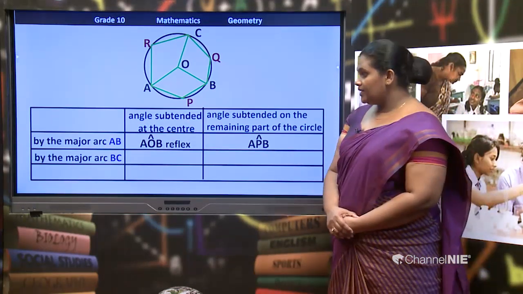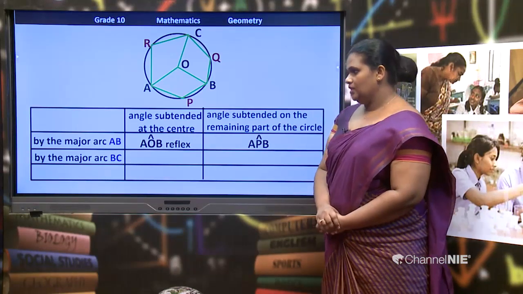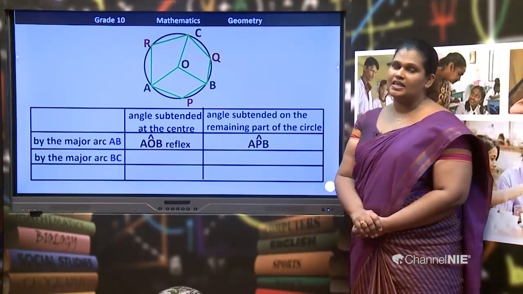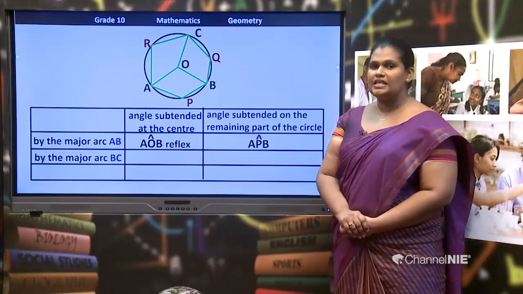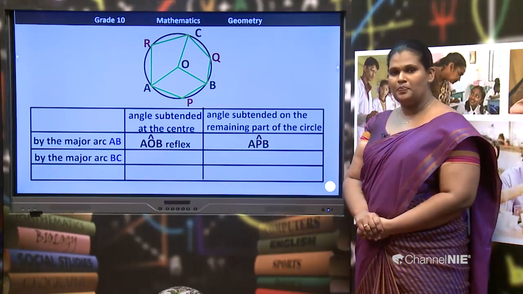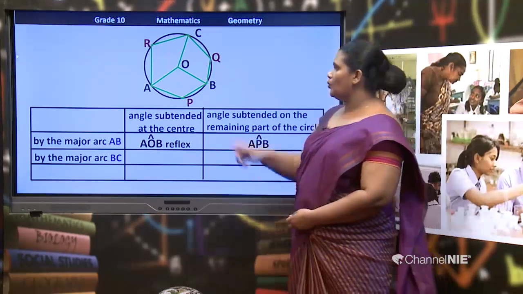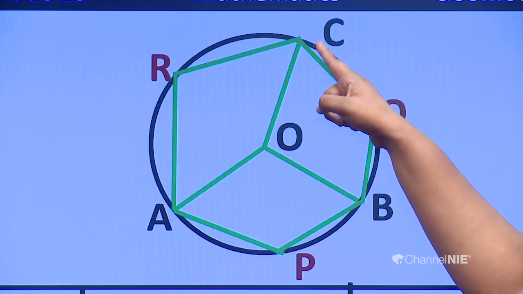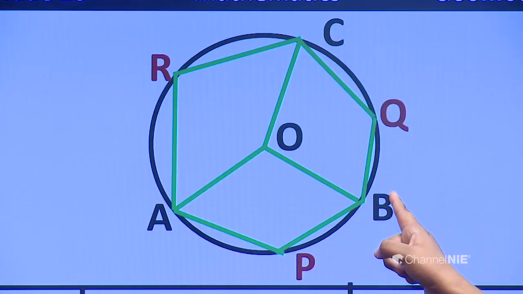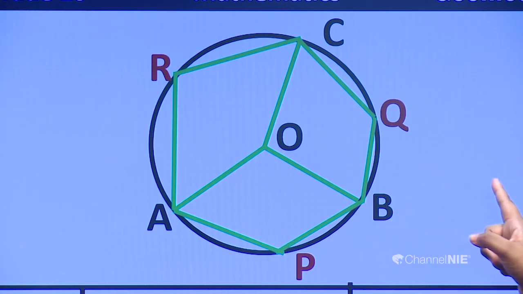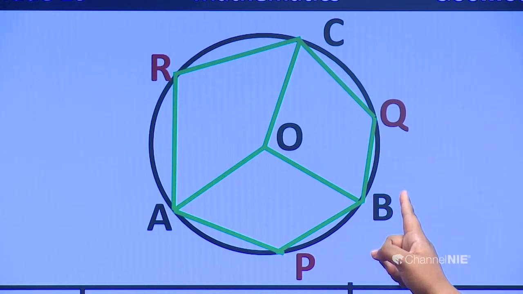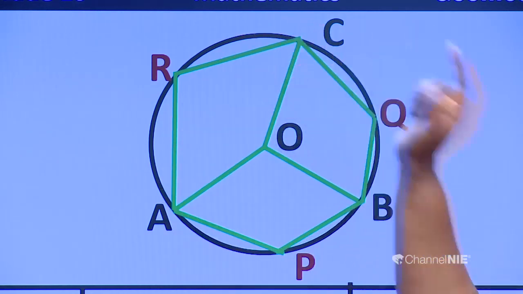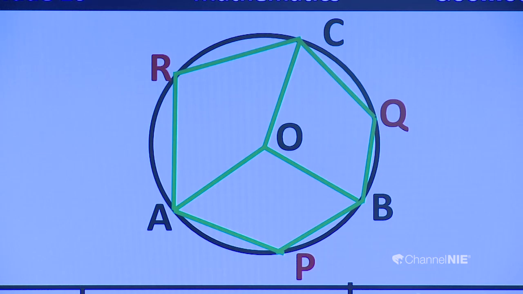Then, the angle subtended at the center by the major arc BC. So, first of all, we will identify what the major arc BC is. Right. Now, we have got B here, C here. If I consider this one, it is the minor arc. We want the major arc. Therefore, major arc BC should be taken as BPAC, the arc which goes through the points P, A and R. This is the major arc BC.